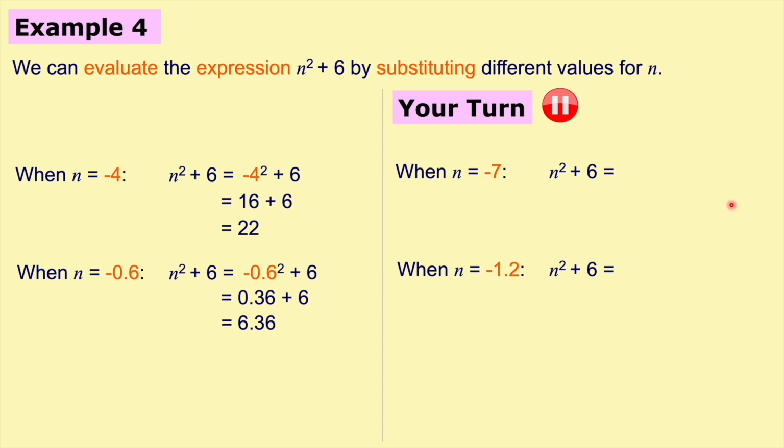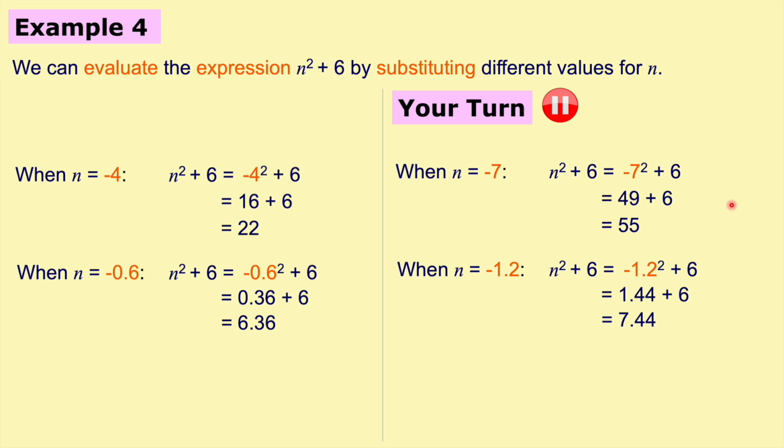Okay, so first one, you should have replaced the n with negative 7. So that's 49 plus 6 to give you 55. So well done if you got that. Next one is negative 1.2 squared, add 6. So 1.44 add 6, gives you 7.44. So again, well done if you got those.